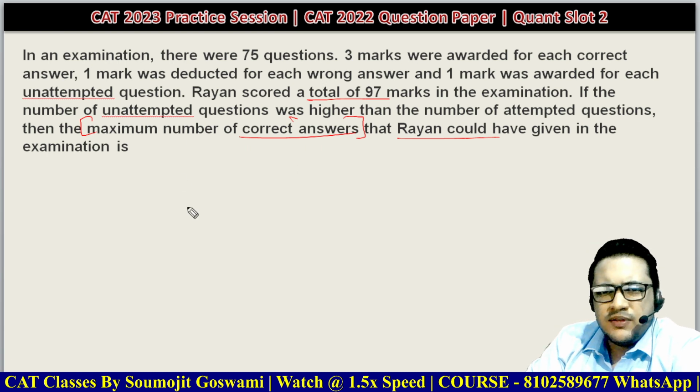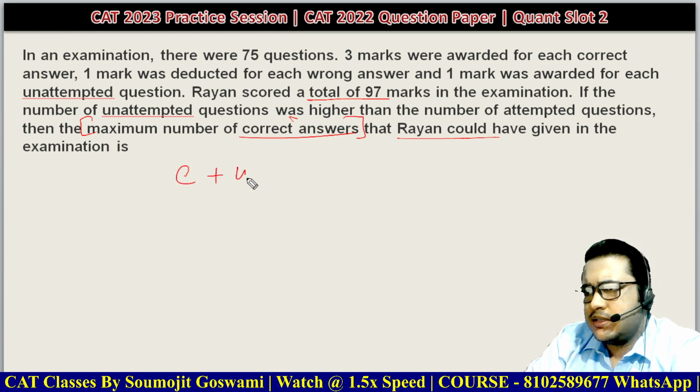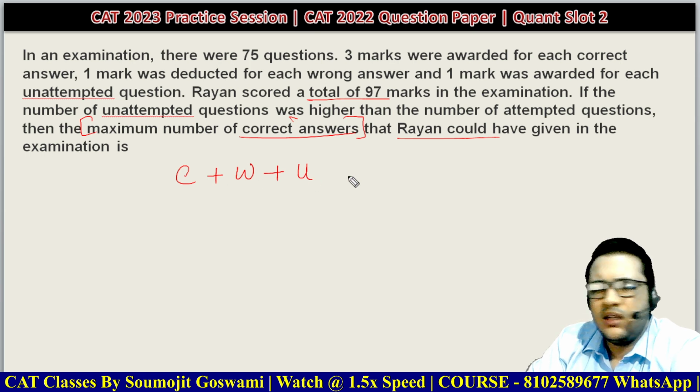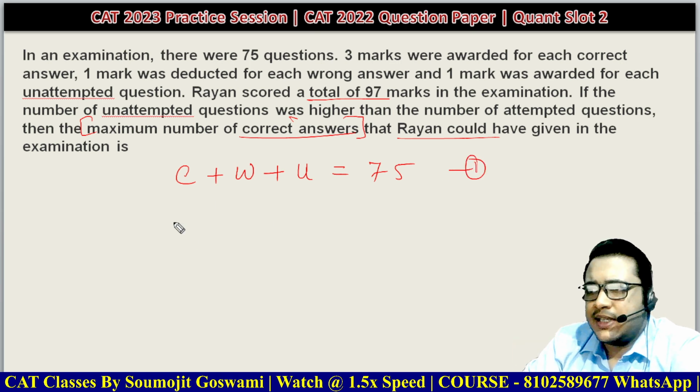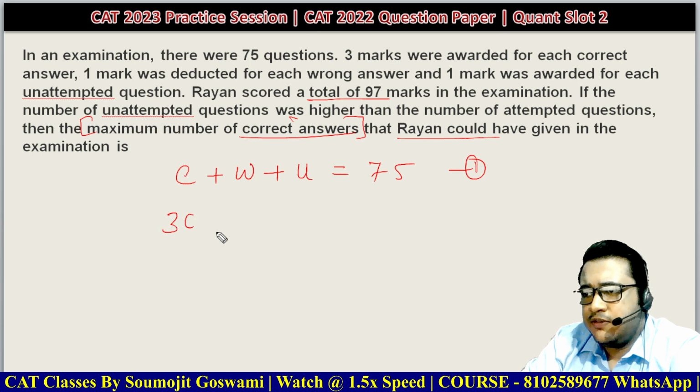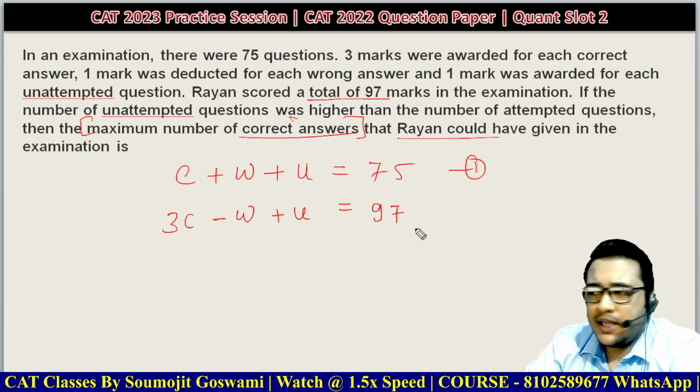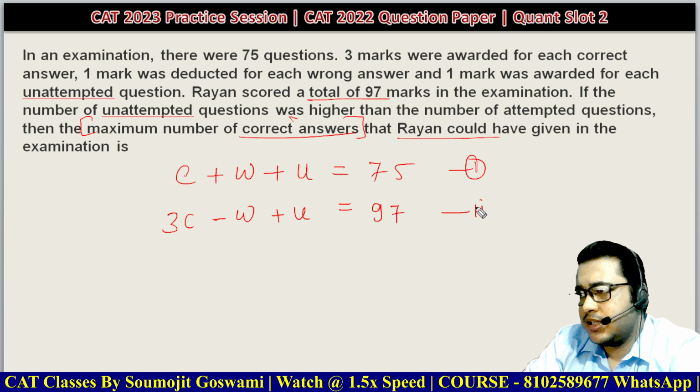First of all, it's a very simple idea that C plus W plus U, where C corresponds to correct, W to wrong, and U to unattempted, all the questions will be equal to 75. This is equation number 1, going the algebraic way. The second one obviously will be the marking scheme: 3 for correct, -1 for wrong, and +1 for unattempted. This is the case for this fellow Ryan, which is 97 marks. You can call this equation 2.